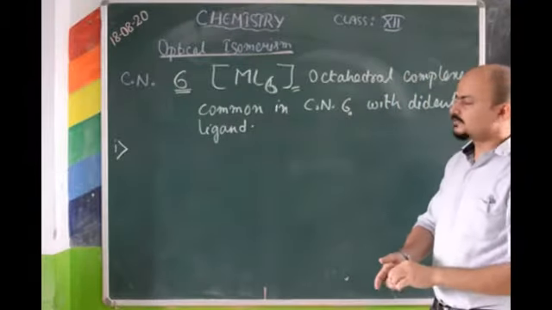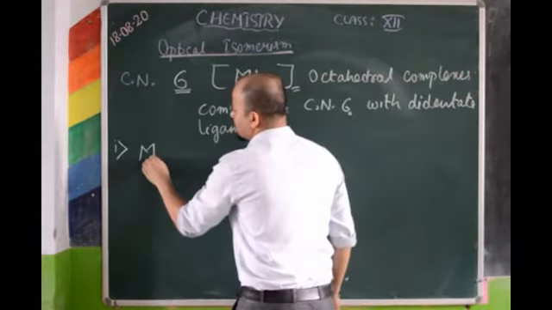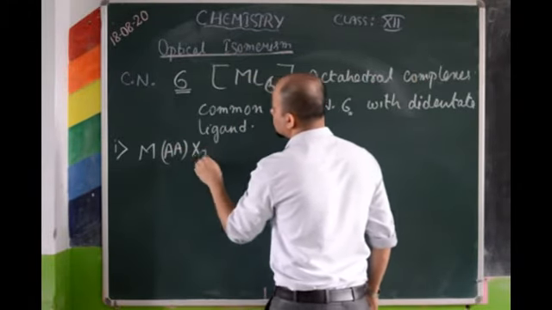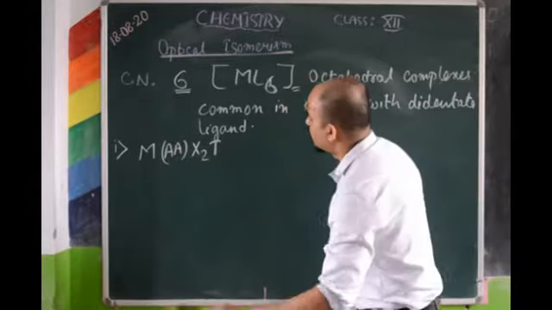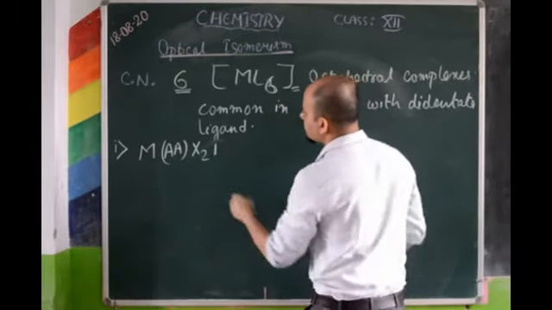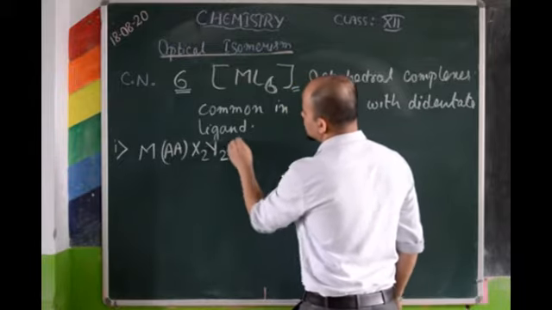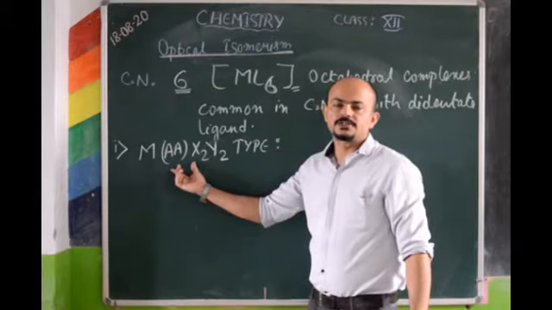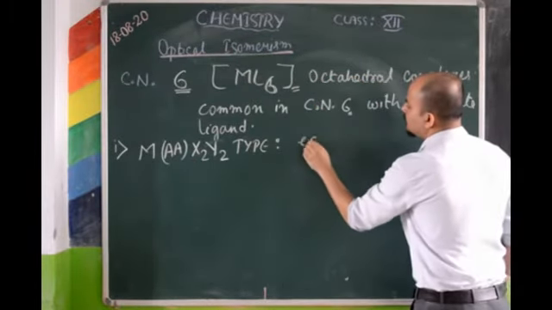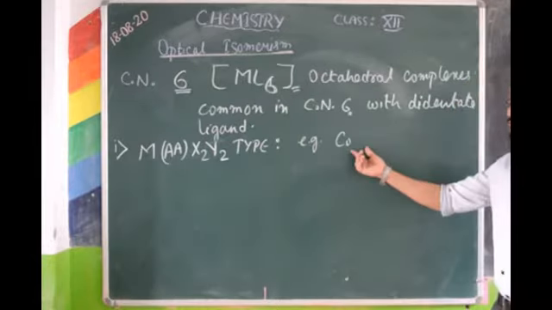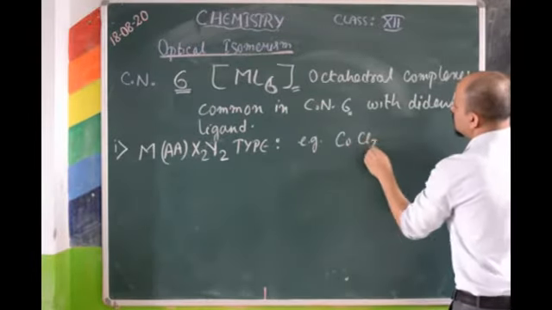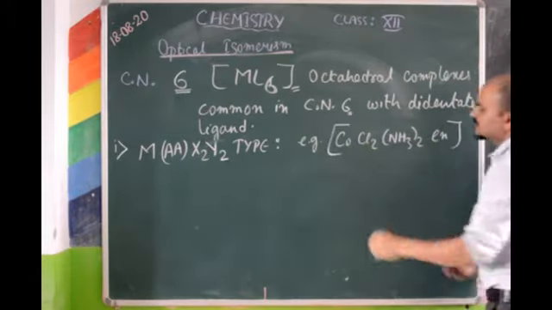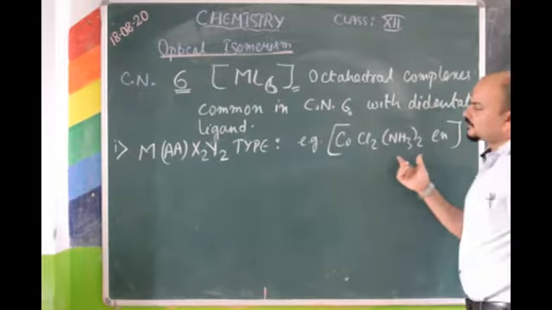Now the other example that we have is of the type MAAX2Y2. Okay, this is the other type of complex which shows optical isomerism. And the example is cobalt dichloride, 2Cl, 2NH3 groups, and En. So this complex will show optical isomerism.